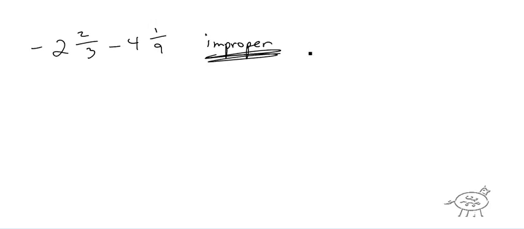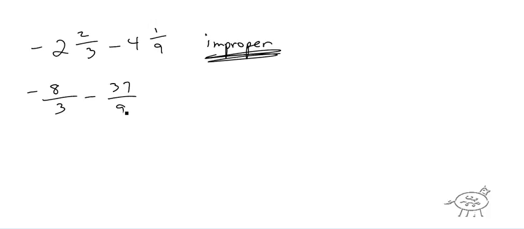Okay, that's important because it's really difficult to deal with, because you're kind of carrying, you're borrowing. It's just not an easy thing to do if they're mixed numbers. So I'm going to turn this into negative, let's see, 3 times 2 is 6 plus 2 is 8, so it's negative 8/3. And then 4 times 9 is 36 plus 1 is 37, so minus 37/9.